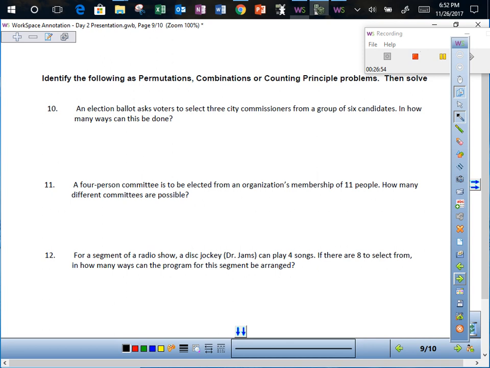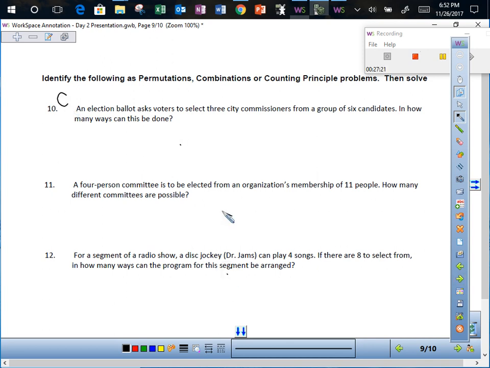An election ballot asks voters to select 3 city commissioners from a group of 6. In how many ways can this be done? So you got to decide if this is a permutation or a combination. Notice that we're not giving them order. We're not letting them run a race. We're not selecting them as president, vice president. So this would be a combination.